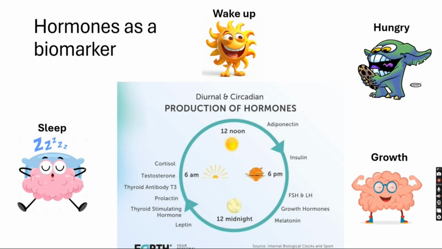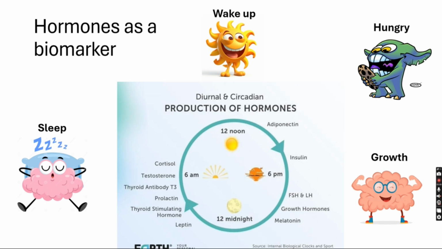Even when you're hungry, that's a hormone that helps tell us we're hungry. If you eat breakfast, lunch and dinner at the same time every day, your body naturally gets used to that, and it'll know at 12 o'clock you have lunch. We have hormones that make us grow and hormones that make us go to sleep at night. So when you get sleepy, that's a hormone telling you it's time to go to sleep.